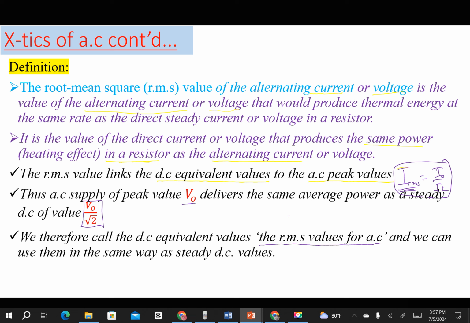So you can't say power is equal to I times V for DC, and then also say power is equal to I times V for AC, not at all. But I can say power is equal to I times V for DC, and I can say power is equal to I root mean square times V root mean square for AC, because the root mean square values are the equivalent values to the DC values.